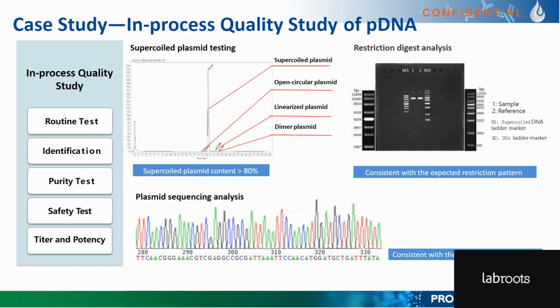Here is a case study, overall indicating a high-quality plasmid product. First, we can see the HPLC analysis of the plasmid indicates that over 80% of the content is in the form of supercoiled plasmid. And over here, the restriction digestion analysis matches the anticipated pattern, as well as the plasmid sequence analyzed corresponding to the predicted DNA sequence, showing a high quality of the plasmid product.